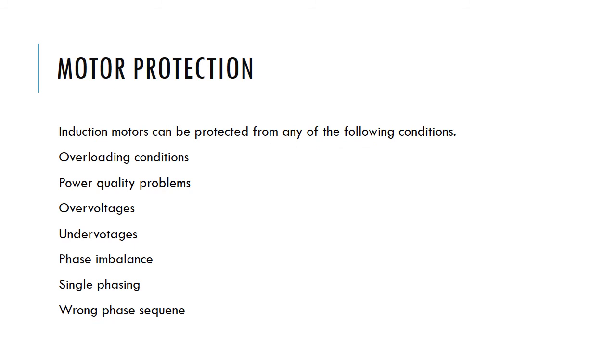Then we have a motor protection scheme. Induction motors can be protected from many conditions, that is overloading and power quality problems. Overloading conditions result when the motor is required to produce too much turning action against its rated capacity. This is handled by a component called overload relay, which is set according to the full load current of the machine. Then we have power quality problems: over voltage, under voltage, phase imbalance, single phasing, and wrong phase sequence. All these power quality problems can be checked by use of a phase failure relay.